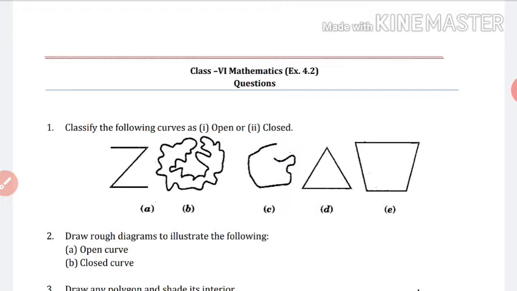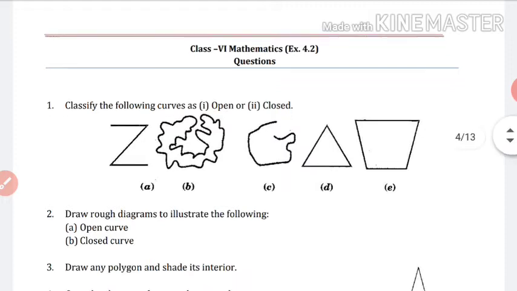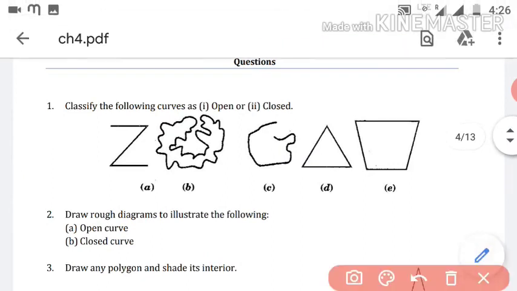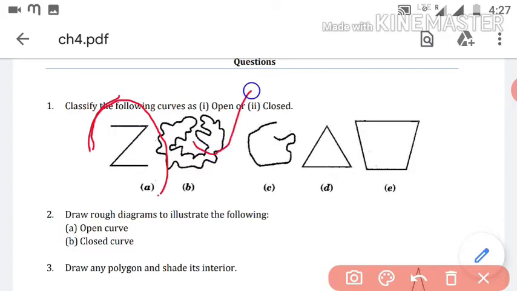Now you know what is open, isn't it? Any figure where the two endpoints are not joined, that will be what? Open. Now the first one is what? This will be an open figure, isn't it? And the second one will be closed, because here all the endpoints are joined.